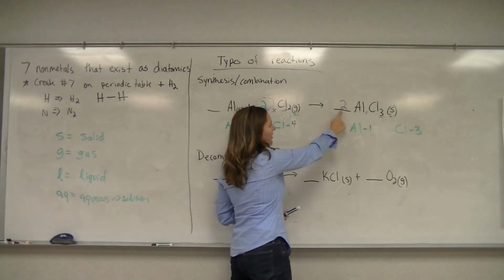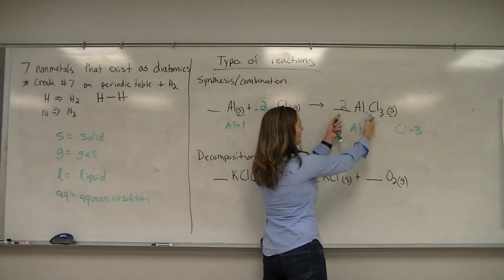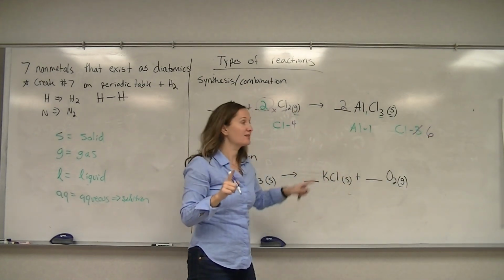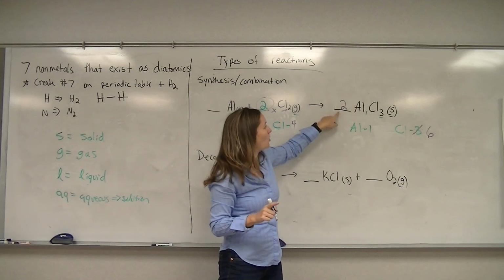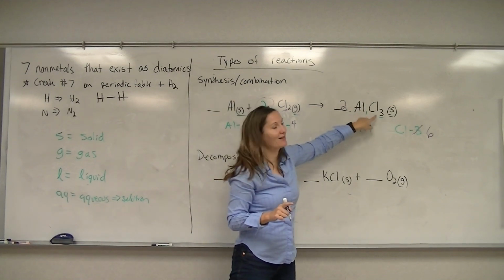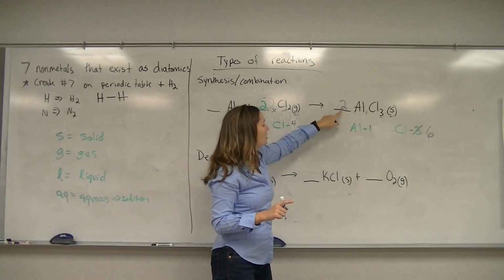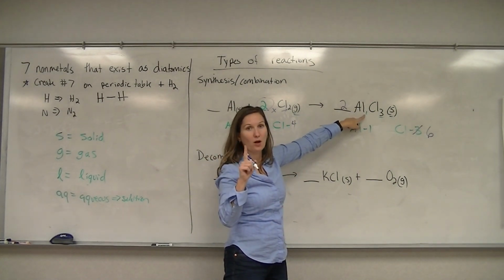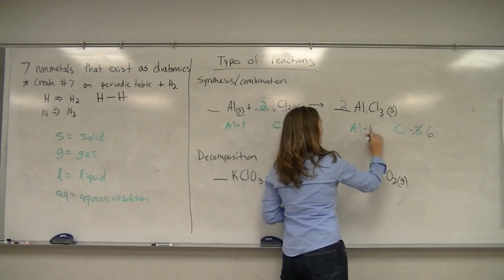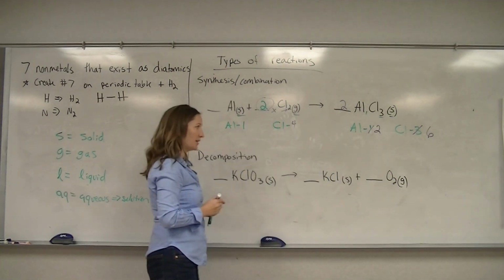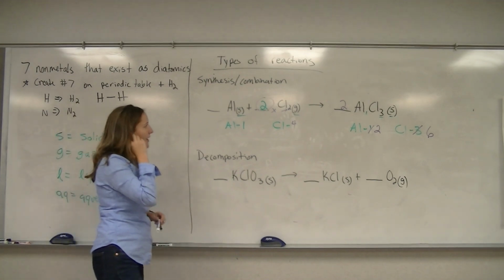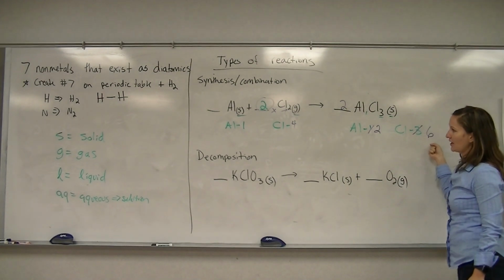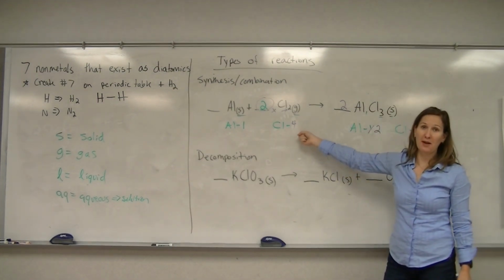Now if I put a 2 here, that changes my chlorines, 2 times the subscript of 3 to 6. But notice, it's also going to change my aluminums because this coefficient is representing every element in that compound. So to figure out my aluminums, I take the coefficient of 2 multiplied by the subscript 1. So 2 times 1 tells me I have 2 aluminums. All right, so let's go back again. So now notice I have 2 aluminums, 6 chlorines. So I need 2 aluminums and 6 chlorines on my reactant side as well.